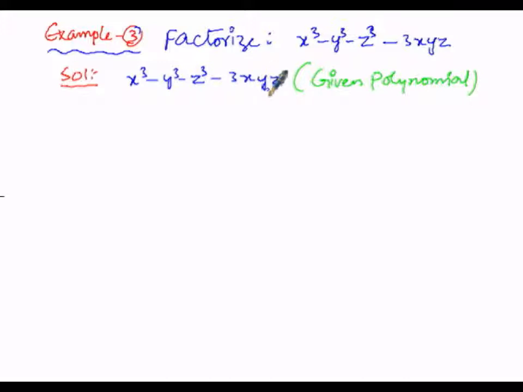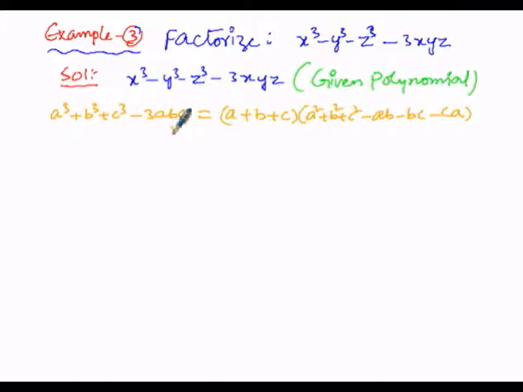So here I want to write the special product as a cube plus b cube plus c cube minus 3abc is equal to (a plus b plus c) into (a square plus b square plus c square minus ab minus bc minus ca). These two are the factors of the polynomial a cube plus b cube plus c cube minus 3abc.